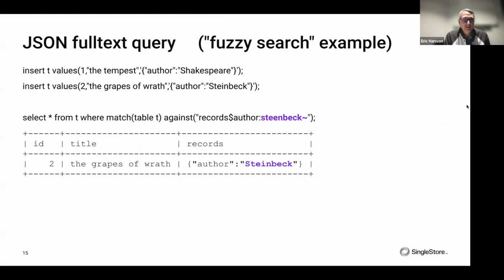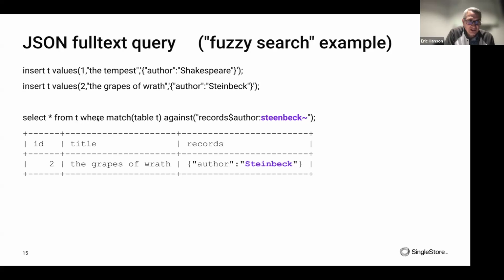So let's talk about fuzzy search and how to do a full text search query through SQL. This is the first full text search query you're seeing. So I insert into T the Tempest and then a little JSON document that says author Shakespeare. We could have other stuff in this JSON document if you wanted, but just for simplicity, I'm having this really small JSON document that has one property with the author. So the Tempest, written by Shakespeare. The Grapes of Wrath, written by Steinbeck. Okay, so here's a full text search query.